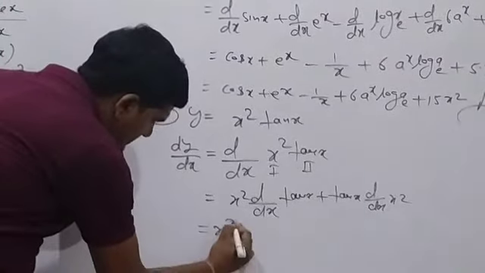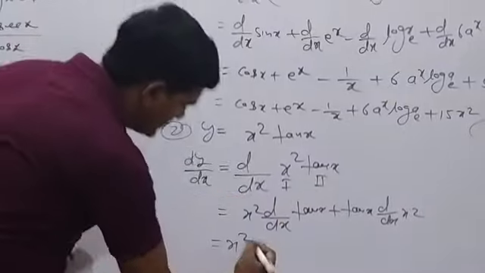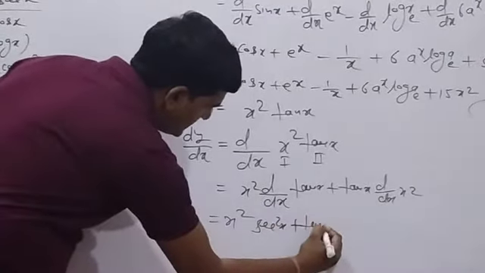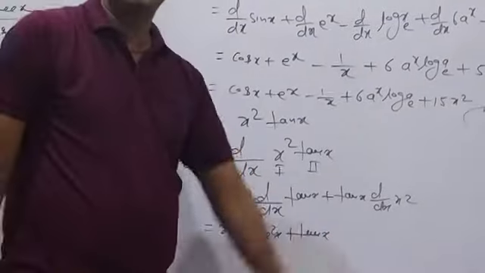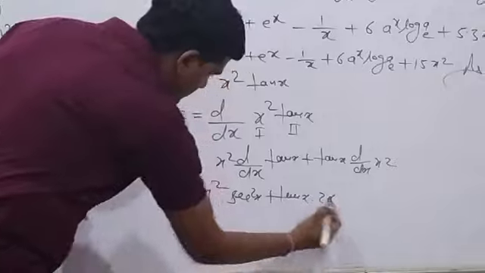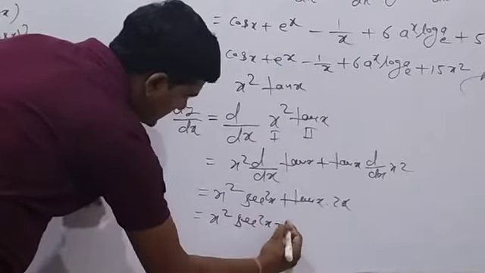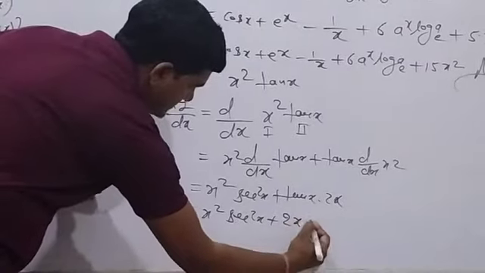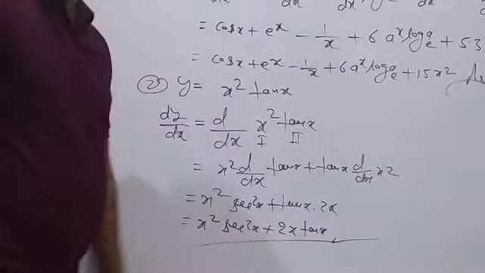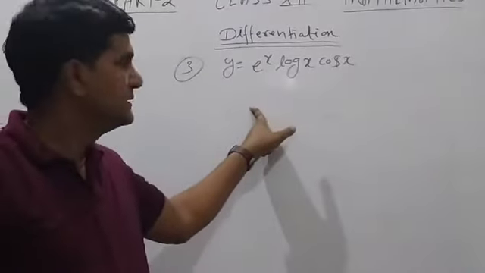Now x square, what is the differentiation of tan x? Sec square x. Very good. Sec square x plus here tan x. What is the differentiation of x square? 2x. Very good, 2x. Now this is the answer: x square into sec square x plus 2x into tan x. Now this is the answer of the second example. Then this is the third example.